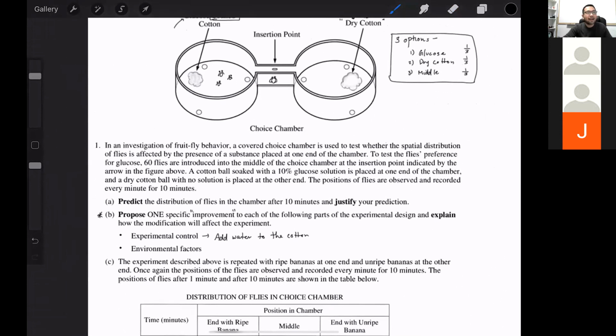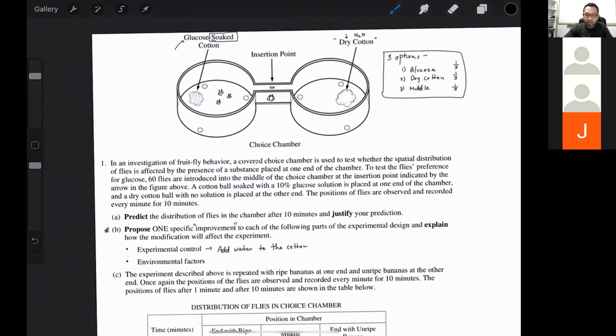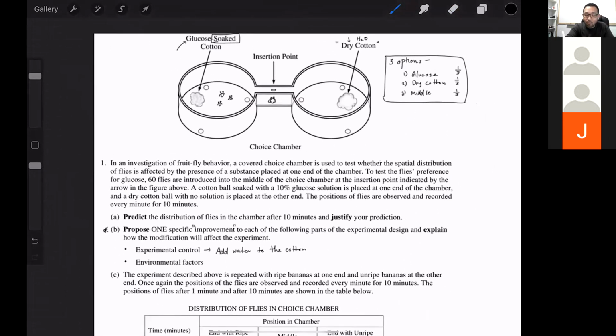Is there anything else that you guys can think of right now that could be problematic? Even if we did add that water, there's something else that could be fixed. Any ideas there?